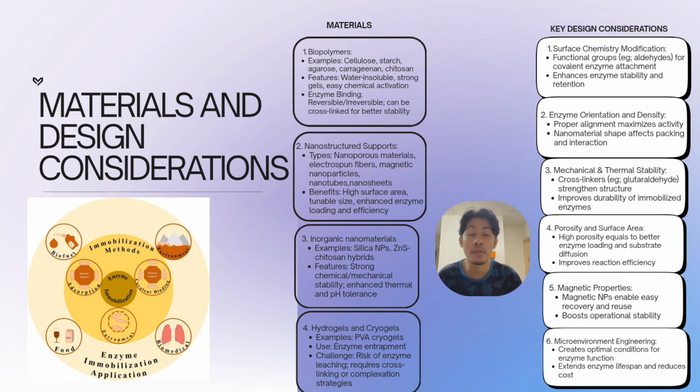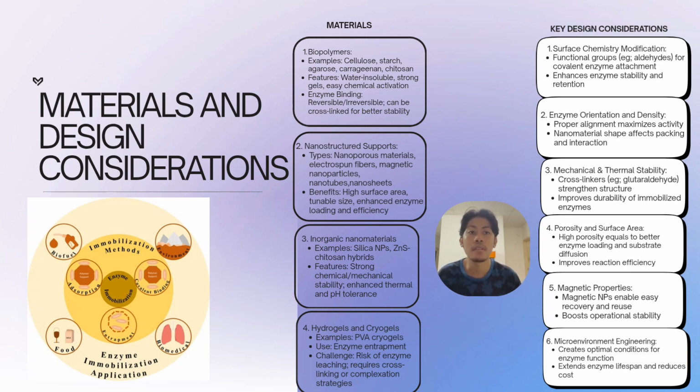So the first one, I will talk about the surface chemistry. I have 2 points here. The first one is functional groups, for example, aldehydes for covalent enzyme attachment. The second one is enhanced enzyme stability and retention. The next part is the enzyme orientation and density. The first point is proper alignment maximizes activity. The second point is the nanomaterial shape effects, packing and interaction.